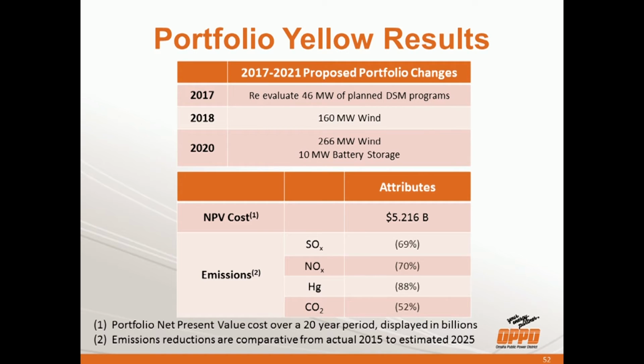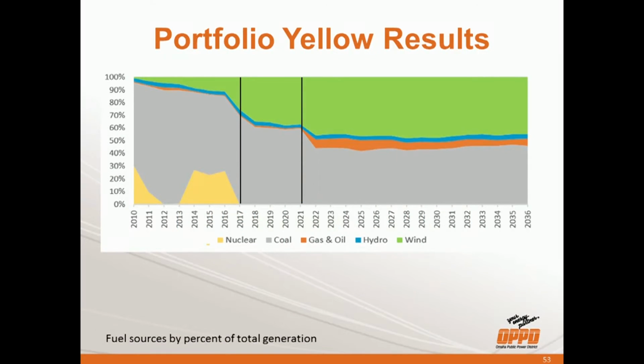From a cost perspective, $5.2 billion over a 20-year period. So if you're doing the math in your head relative to blue, it's a small uptick. And then again, you see a meaningful reduction in emissions, which we would expect with the inclusion of this much wind, and with the portfolio changes that we've made. Similar graph to Portfolio Blue, this is actually pretty much the exact same data. What you don't see here is a battery. That's not considered a traditional fuel source, but that is the only difference from blue to yellow.